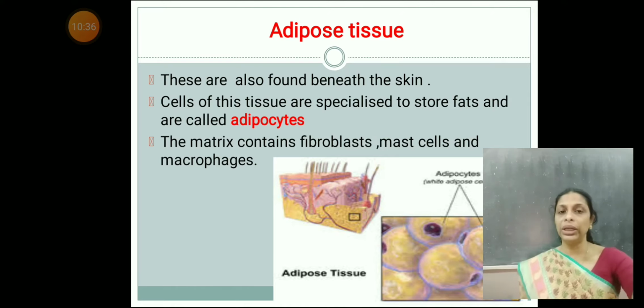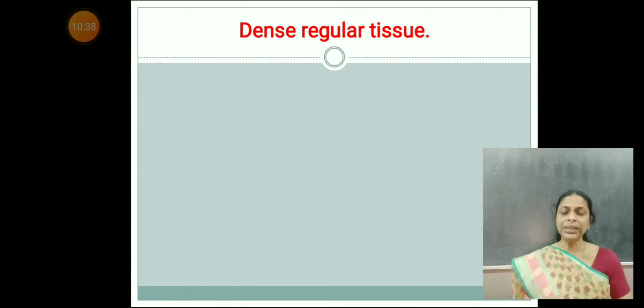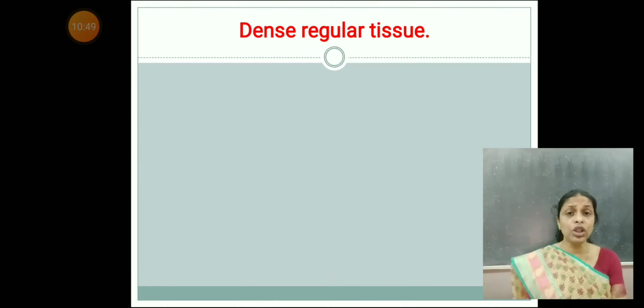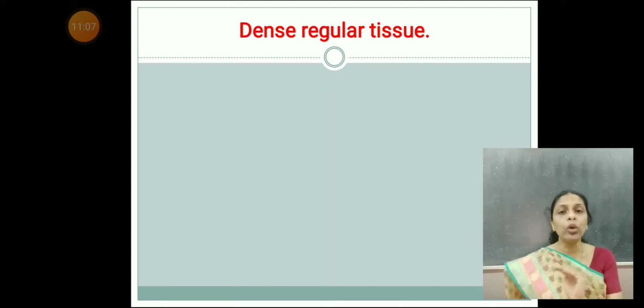Now moving on to the next type of tissue, which is dense regular tissue. From the word itself, dense means that in a dense tissue the components, that is the cells, the fibers, the fibroblasts, all are arranged compactly. They are not loosely arranged, they are arranged compactly. And there are two types of dense connective tissue. One is dense regular. From the word itself, it's very clear. In a dense regular tissue, the fibers and fibroblasts will be arranged in a regular manner.